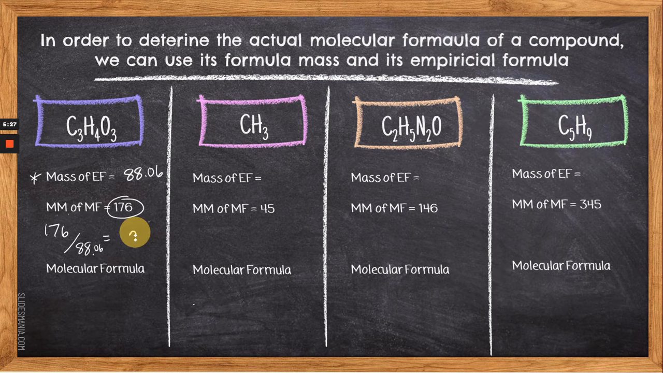So I've got 176 divided by 88. Well, this gives me 2, or like 1.99999. So it gives me the number 2. It has to be a whole number. This number 2 is my multiplier. It is like the fluff up factor.